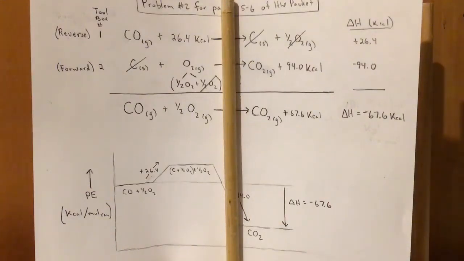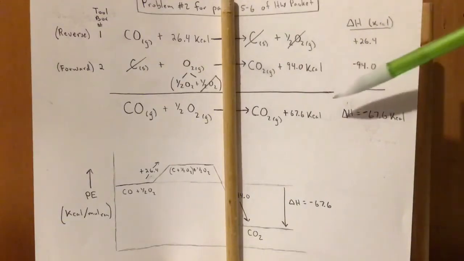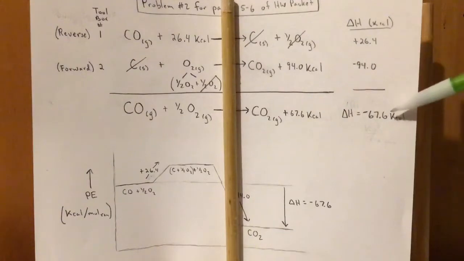Remember, we can have a half a mole of substance. Now, this looks like it's going to release energy, 67.6 kcals, and ultimately it's going to have a negative delta H, meaning energy was released in the process. So it is going to be an exothermic reaction. So really we're combusting a gas and making another gas in this case.